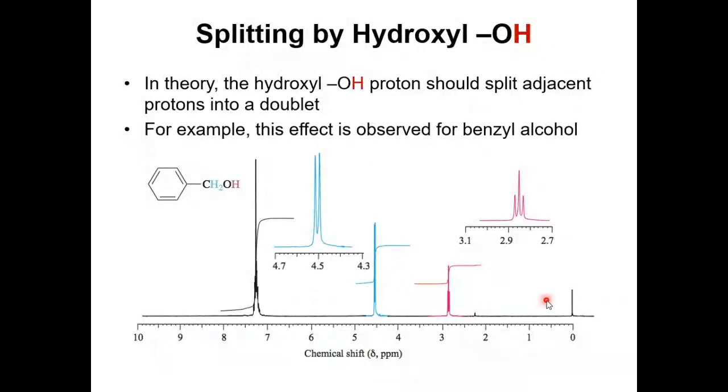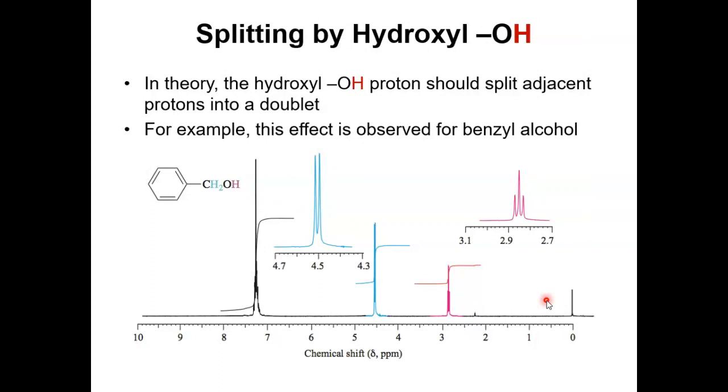Now let's look at a proton NMR of the alcohols. So all the alcohols have an OH group. The alcohol obviously features a hydroxy group. And in theory, the hydroxy proton OH should split the adjacent protons into a doublet.